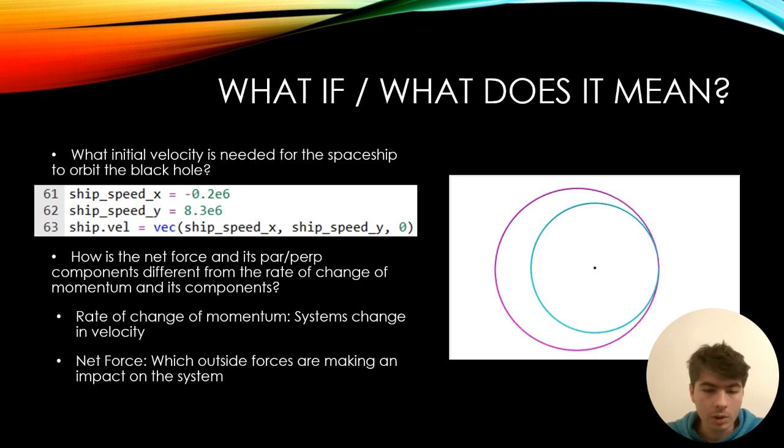How is the net force and its parallel or perpendicular components different from the rate of change of momentum in its components? So for the rate of change of momentum, it's the system's change in velocity. But for the net force, we don't know which outside forces are making an impact on the system, so we need to consider that.